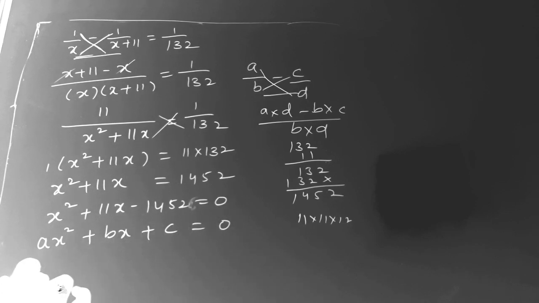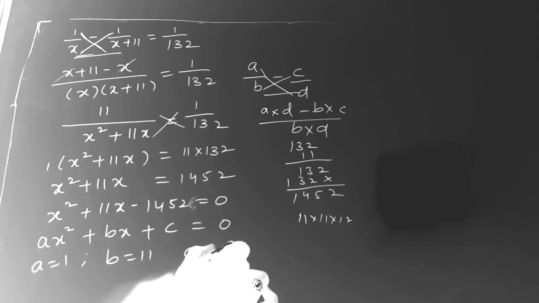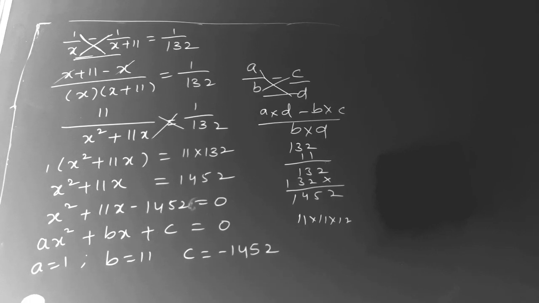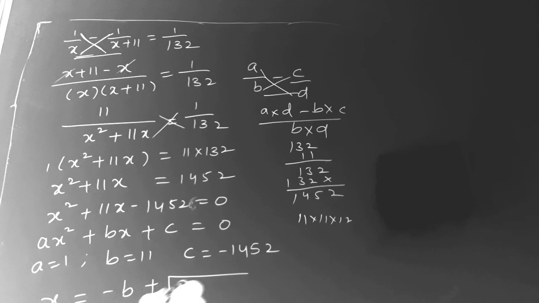Here the value of a is nothing but 1. Value of b is nothing but 11. Value of c is nothing but minus 1452. So here is the formula, that is x is equal to minus b plus or minus under root b square minus 4ac by 2a.